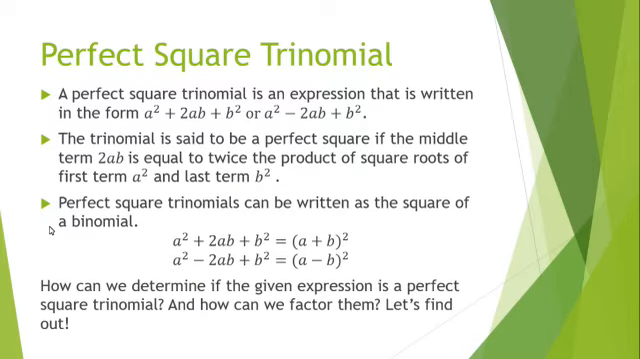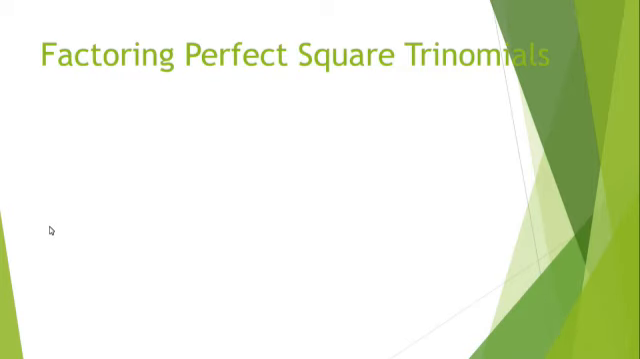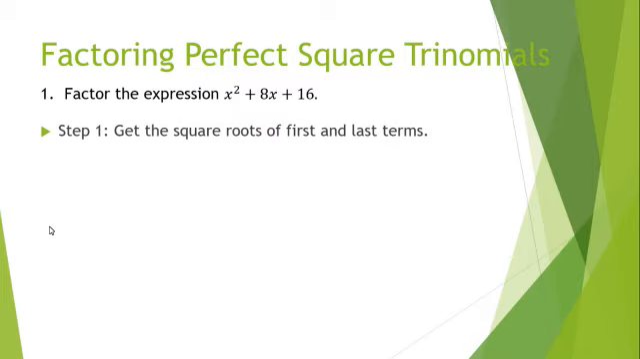Now, how can we determine if the given expression is a perfect square trinomial, and how can we factor them? Let's find out. Now, we're going to factor perfect square trinomials. Number 1. Factor the expression x squared plus 8x plus 16. In order to factor perfect square trinomials, you should follow 3 simple steps. Step 1. Get the square roots of first and last terms.